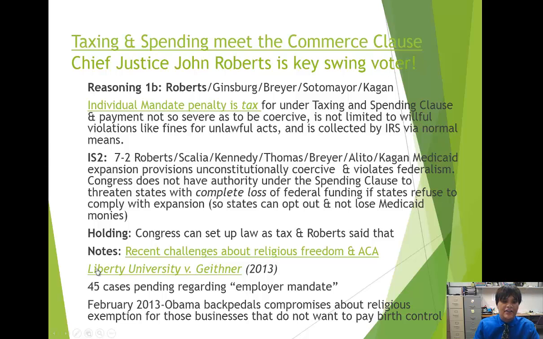Now, moving down here onto notes, there's going to be a lot more recent challenges about religious freedom and the Affordable Care Act. What about birth control? What about my rights to seek health care, as certain religions don't seek certain types of health care, such as blood transfusions and things like that. So the debate over the Affordable Care Act is not over by any means, and it's definitely interesting to look at the Supreme Court docket in upcoming years and seeing about the types of lawsuits that are going to happen.